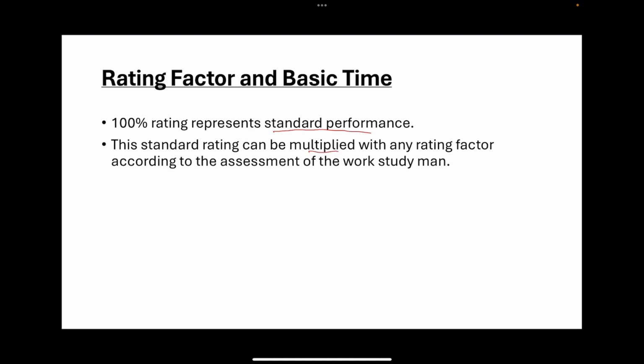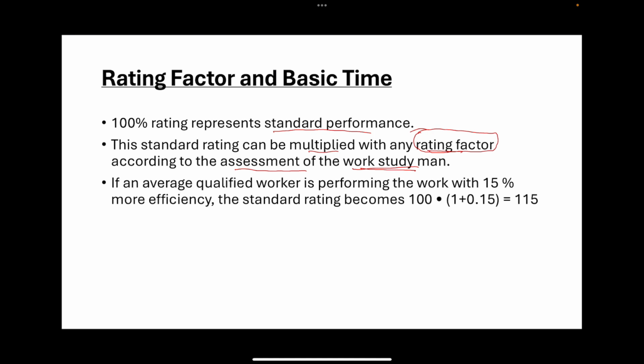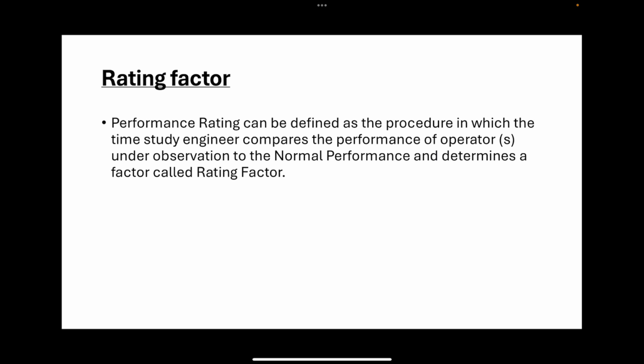So once we know the normal performance, we can fix the rating factor. 100% rating represents the standard performance, and the standard rating can be multiplied with any rating factor according to the assessment of the work study man. So this is the most important part. This rating factor is fixed by the work study man. He has some methods, but usually this is a bone of contention because you can get arguments with the workers when you fix the rating factor. If an average qualified worker is performing the work with 50% more efficiency, then the standard rating becomes 150. Okay. So this is about the rating factor.